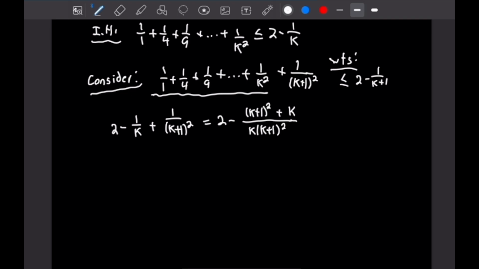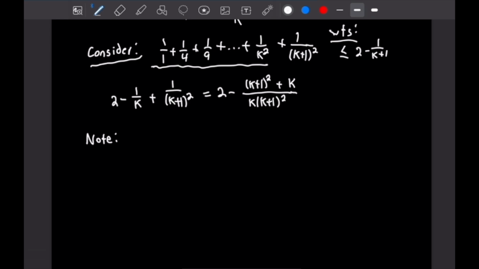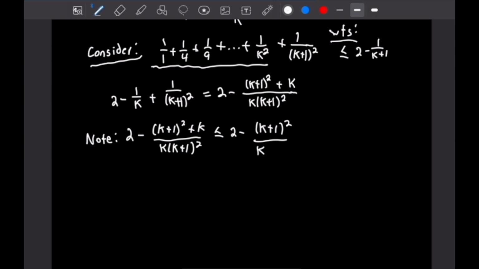Great. So once we do that, we will get 2 minus k plus 1 quantity squared plus k over k times k plus 1 quantity squared. And so now what we're going to want to do is make something that is larger than what we have here and show that that is still less than or equal to 2 minus 1 over k plus 1. So let's go ahead and note the following, that 2 minus k plus 1 squared plus k over k times k plus 1 squared is less than or equal to 2 minus k plus 1 squared over k times k plus 1 squared. And that's because by removing the k in the numerator, we have made what we are subtracting smaller and therefore made the total bigger.